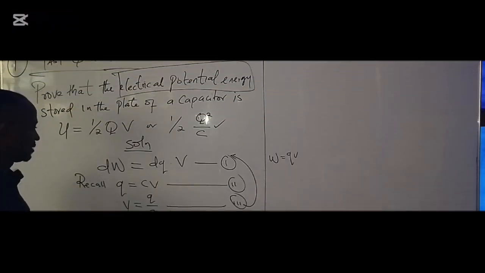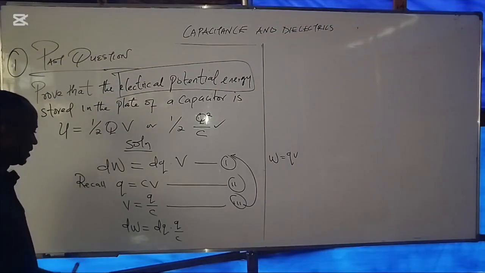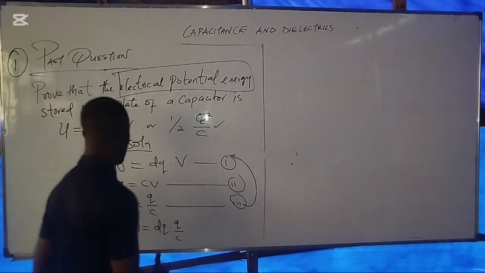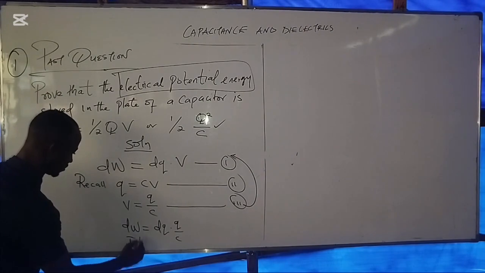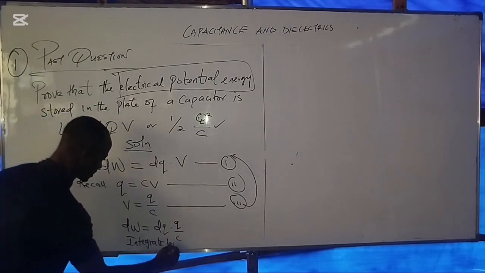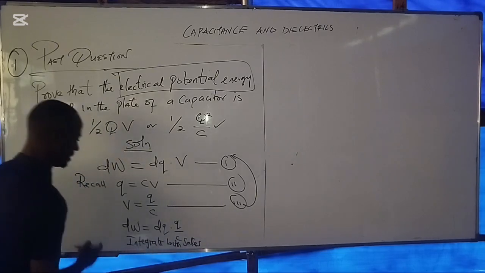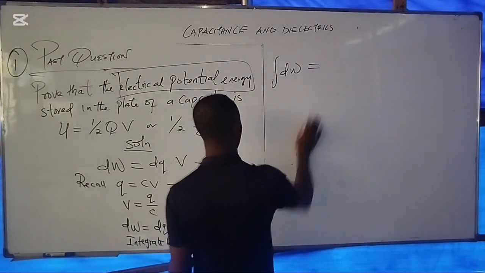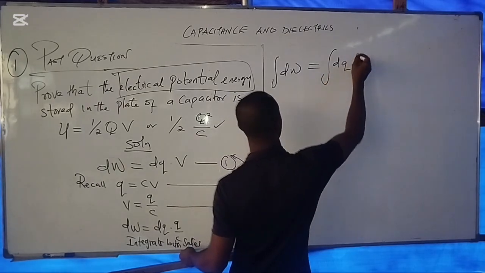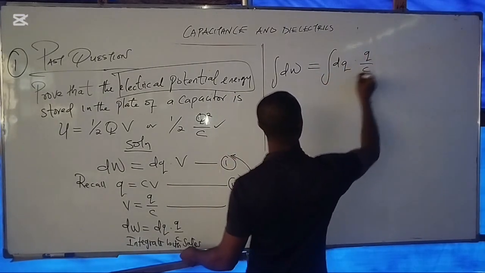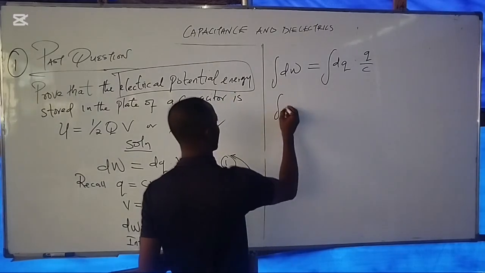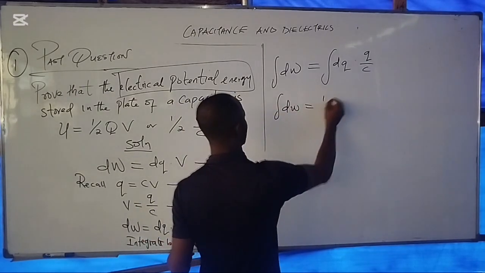I have to introduce the principle of integration to be able to find the work done, which is the same as the potential energy stored. So we integrate both sides. That means the integral of the change in work equals the integral of Q multiplied by Q over C. I can bring out 1 over C, so we have dW equals 1 over C.